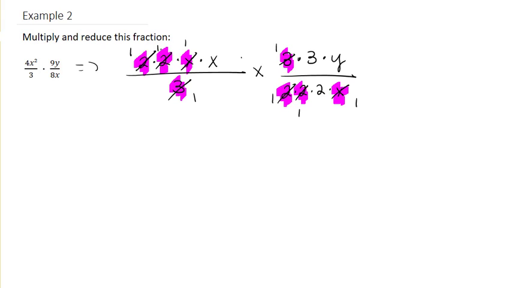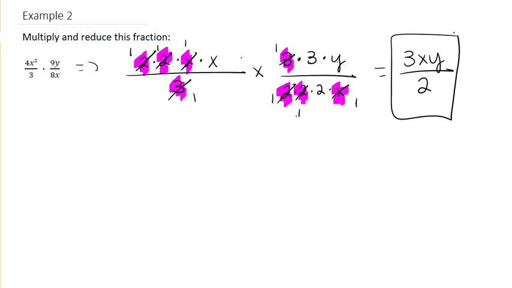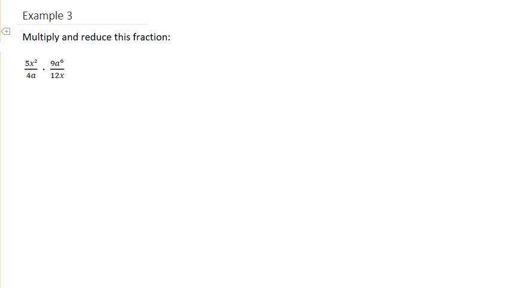So now we have 1 times 1 times 1 times x times 3 times y. So that becomes 3xy on the top. And then we just have 1 times 1 times 1 times 2. So that's 2. And then just times 1. So then we just have 2 on the bottom. And this would be our reduced fraction. Let's do another example. Multiply and reduce this fraction.